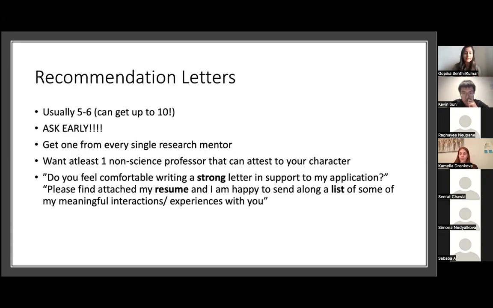And the other thing is ask early. You want these letters from your research mentors to be detailed. You don't want cookie cutter letters. You want them to talk about what you did at the lab, what you accomplished, what you overcame. You want to give them time to write a really good letter. And in that email, don't be shy of saying, do you feel comfortable writing me a strong letter of recommendation in support of my application?